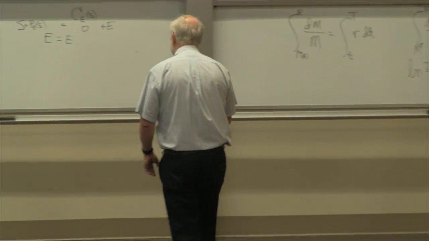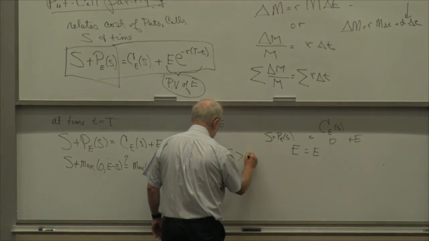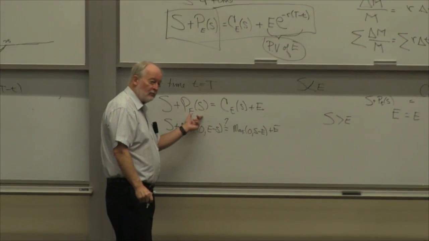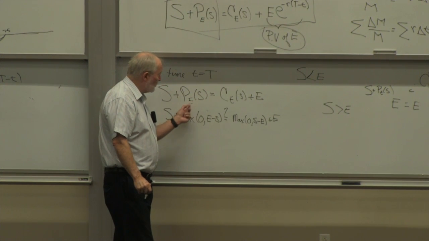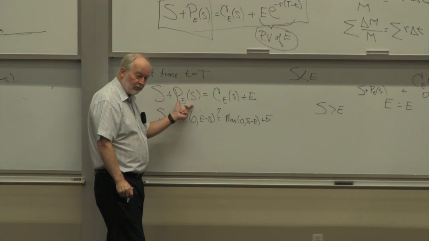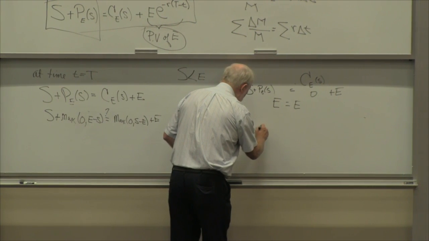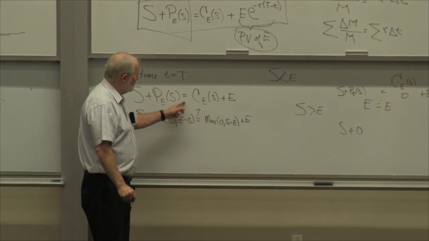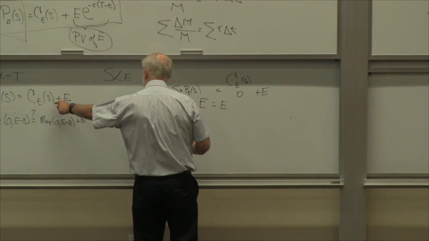If S is greater than E, what do I have? That means I'm going to ignore my put, because if S is larger than E, I'm not going to sell something valuable for a lower price. So this will be 0. And so what I'm going to have is S plus 0, equals the call.